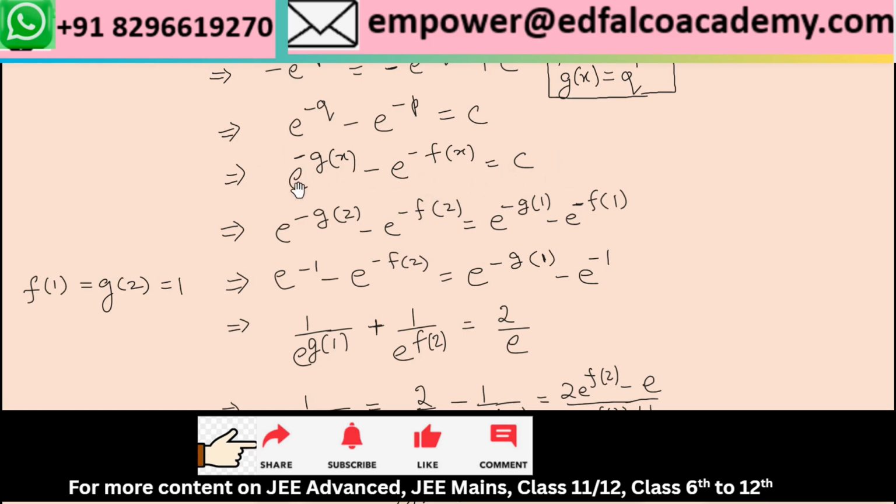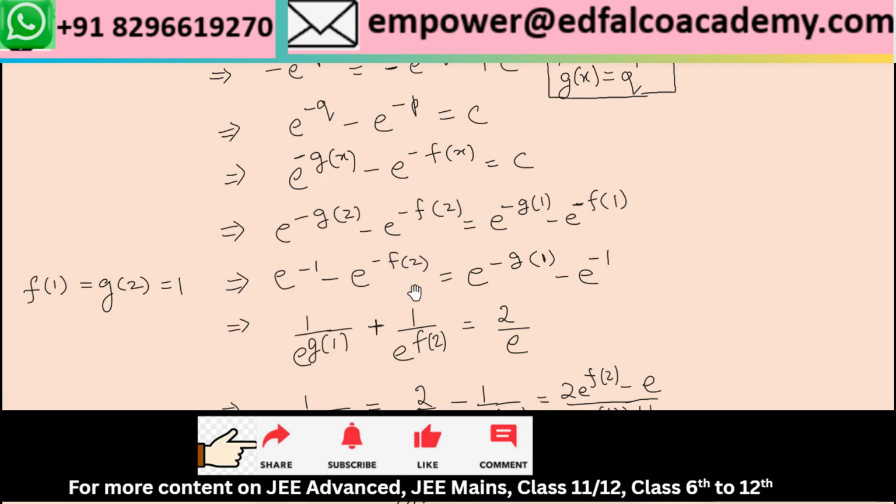So I can take this value once at x equal to 2 and once at x equal to 1, and they both must be the same. So that means e to the power minus g of 2 minus e to the power minus f of 2 must equal e to the power minus g of 1 minus e to the power minus f of 1. So what we are seeing on the right hand side is basically the value of this entire function, e to the power minus g of x minus e to the power minus f of x, at x equal to 1, and the same thing on the left hand side, we are seeing the value of the function at x equal to 2. So these two must be equal.